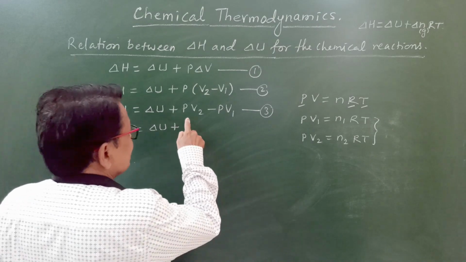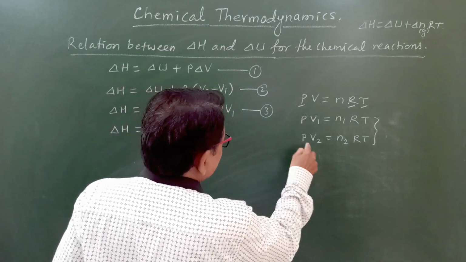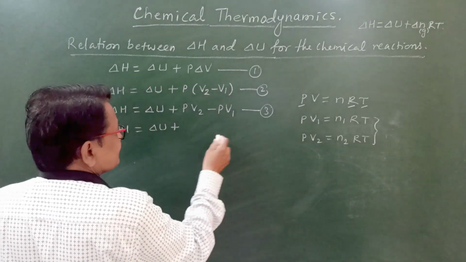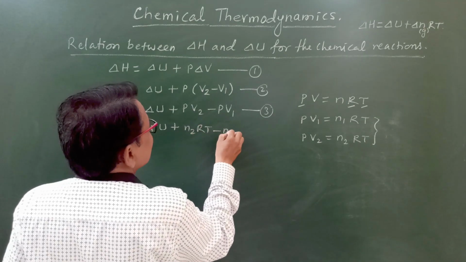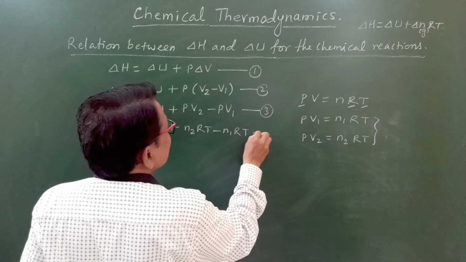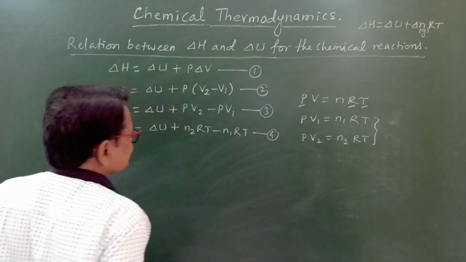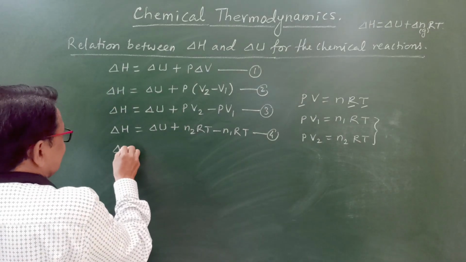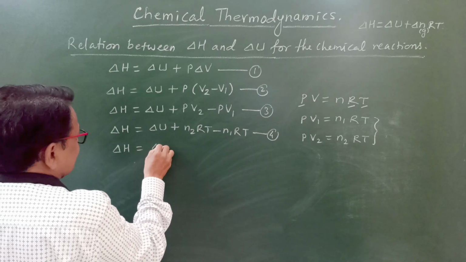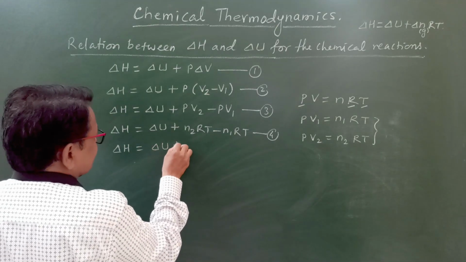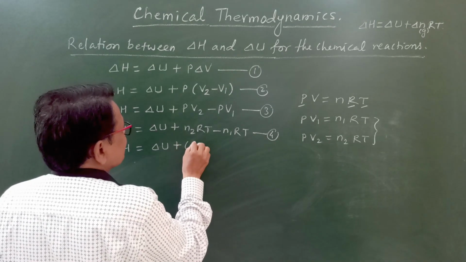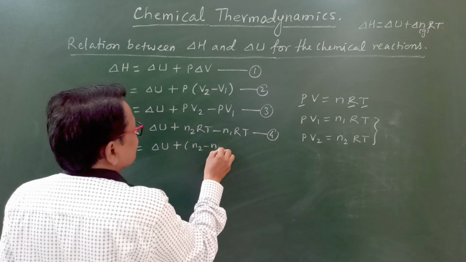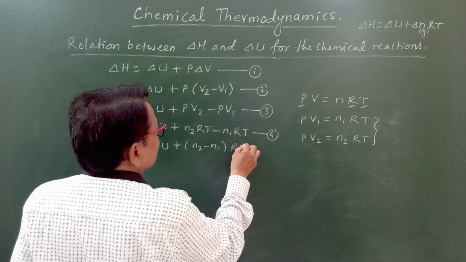Means here, instead of PV2 and PV1, we can write N2RT minus N1RT. Suppose this is equation number 4. The next equation: delta H is equal to delta U plus, here RT is common, so in brackets N2 minus N1, RT.